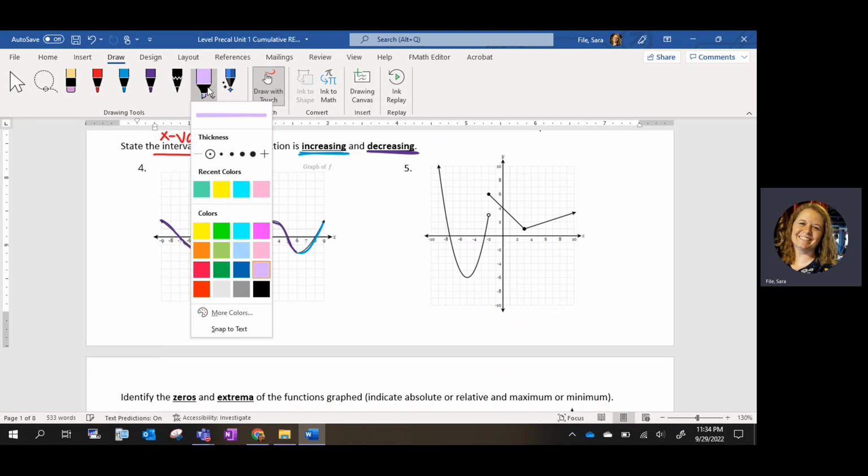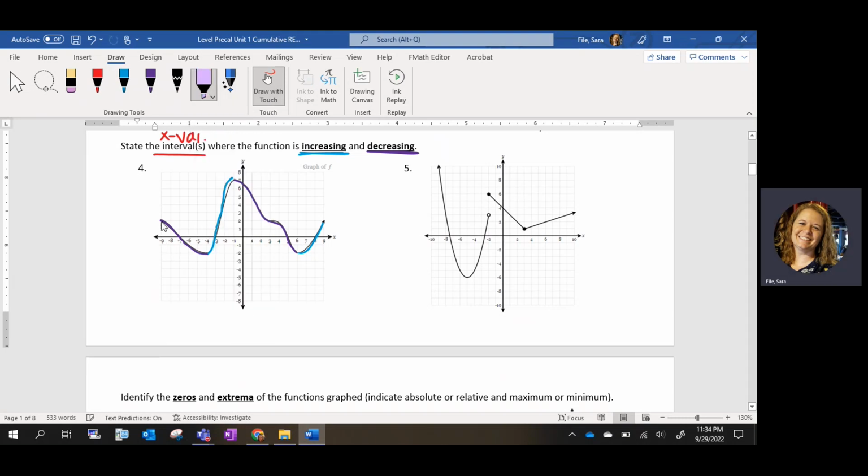So for purple, the X value where I started, this was an arrow. So this is actually negative infinity. And then we stopped and changed direction here at this X value of -4. And then we turned purple again here at -1. And we're decreasing until we get to here at the X value of 6. And then in between those, I'm increasing.